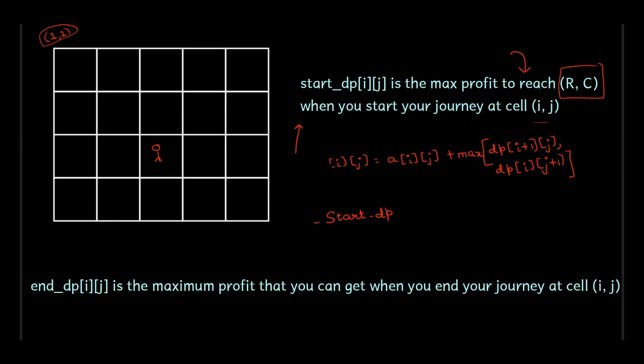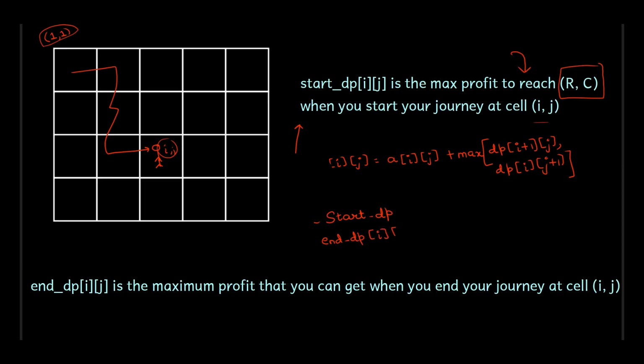This is cell I comma j. So this is I comma j. So what is the profit that you can get when you want to end your journey over here? So that's why we have defined it as end DP of ij is the maximum profit that you can get when you end your journey at cell ij. So what will the transitions be? You can see that the transition is nearly the same.